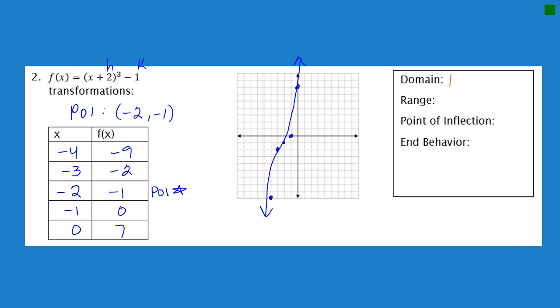Domain and range are always all real numbers. Point of inflection was something we identified right off the bat, (-2, -1). And then end behavior, as x goes to the right, y goes up, so that's positive infinity. As x goes to the left, y goes down towards negative infinity.